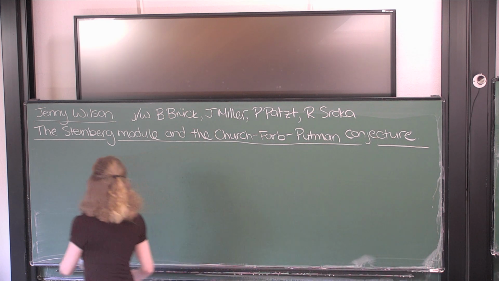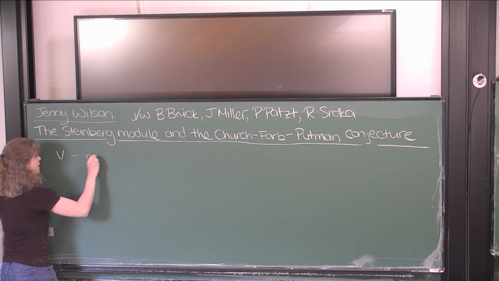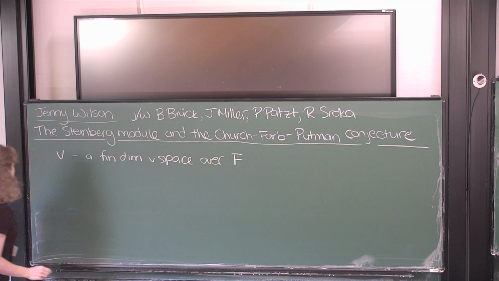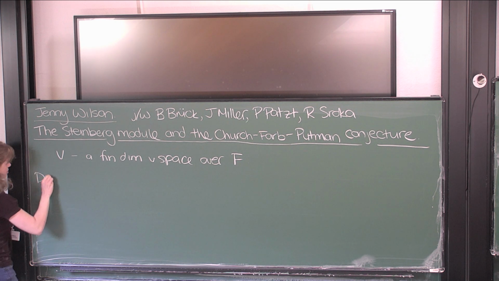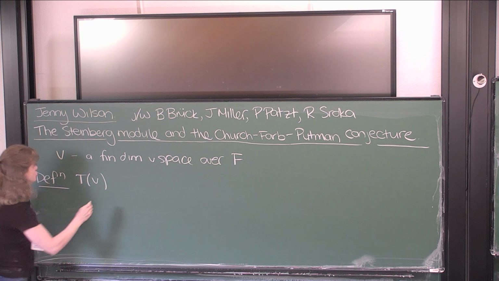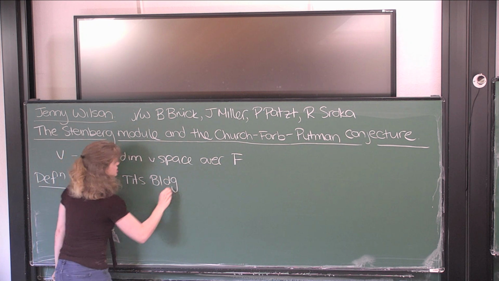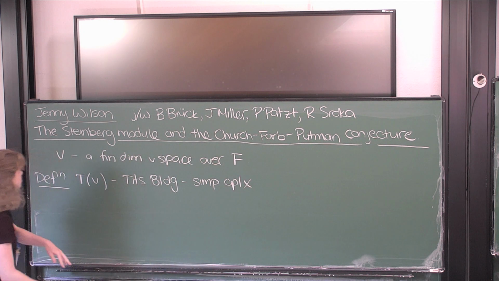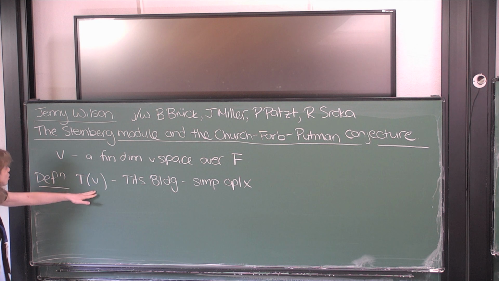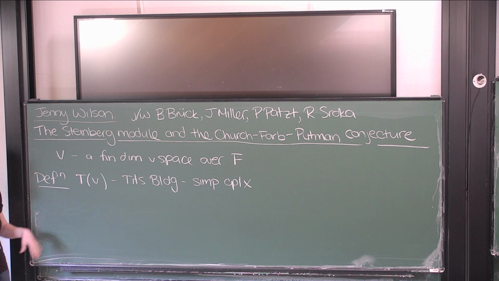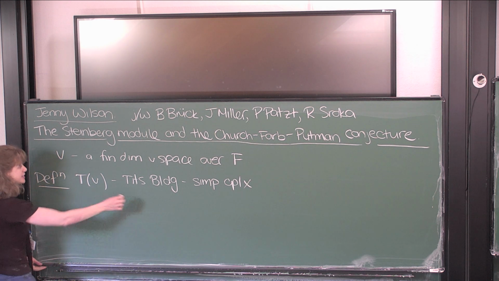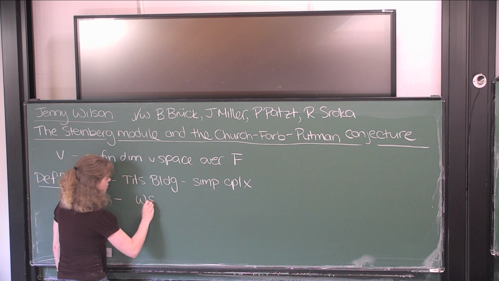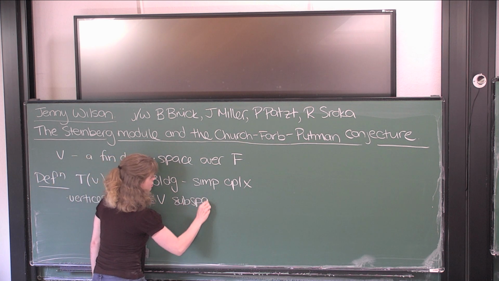Okay. So the setup is we will start with V, a finite dimensional vector space over a field F. I will use the notation T(V) to mean the Tits building associated to V. This is a simplicial complex that is the geometric realization of the poset of proper non-zero subspaces of V, as ordered by inclusion. Concretely, this is a simplicial complex where the vertices are in correspondence with subspaces of V that are non-zero and proper.